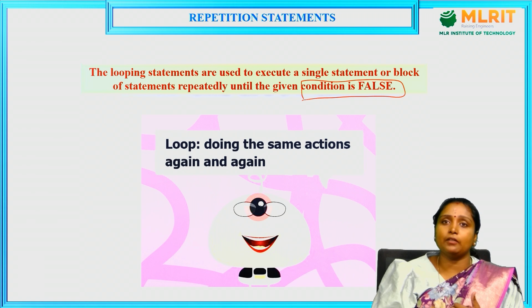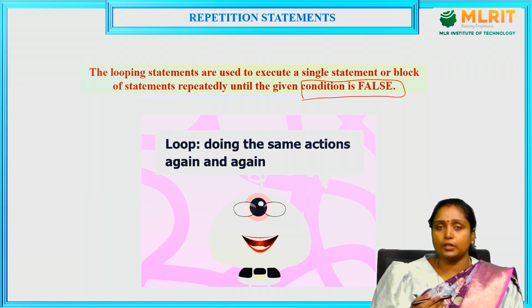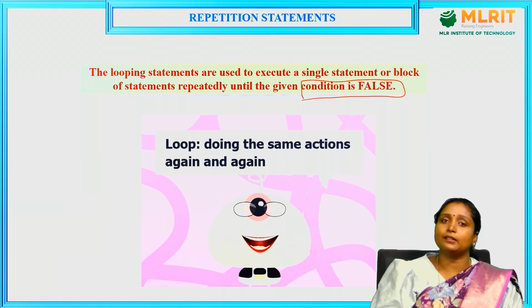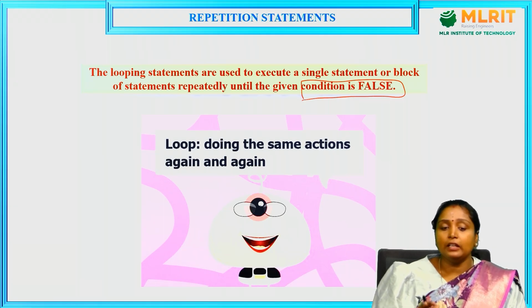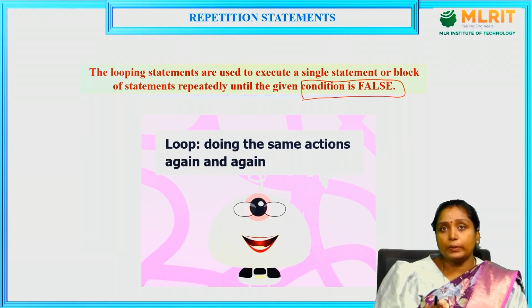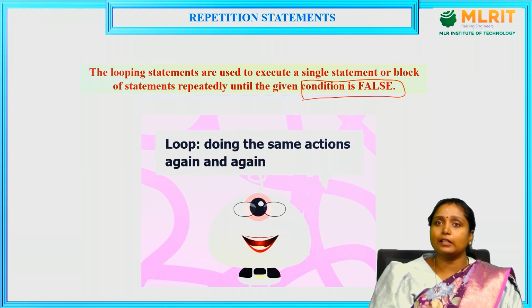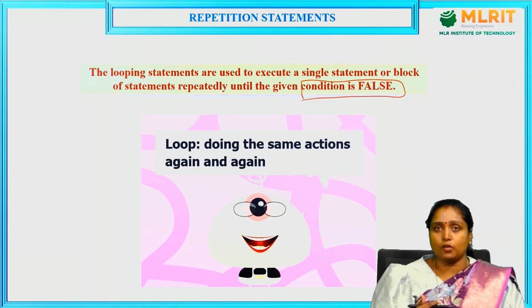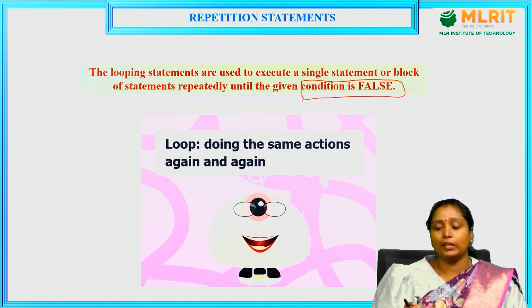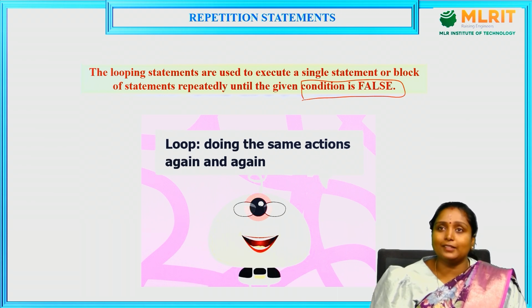For example, in our real life, see what we are doing when we are having some food, right? First we will have a spoon of food, again we will repeat the same thing until and unless our plate gets empty or our tummy gets full. So similarly, the looping statements are used to execute a statement such that it will repeat until the condition becomes false. Until the tummy is full, we will eat continuously. Similarly, until the condition is false, we will execute the statements.